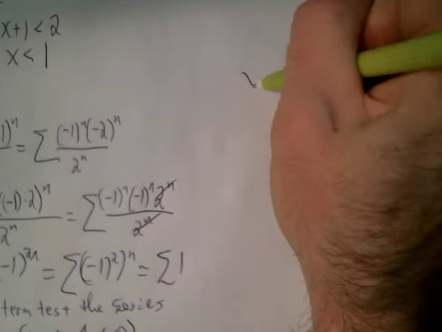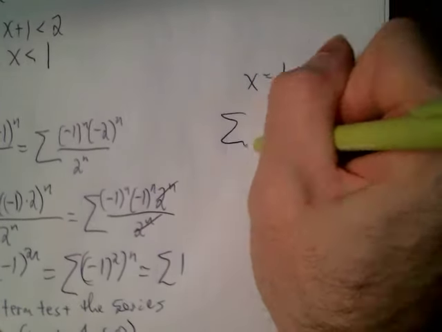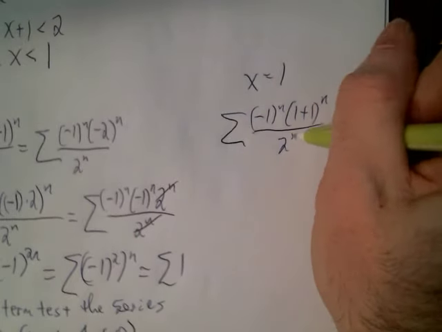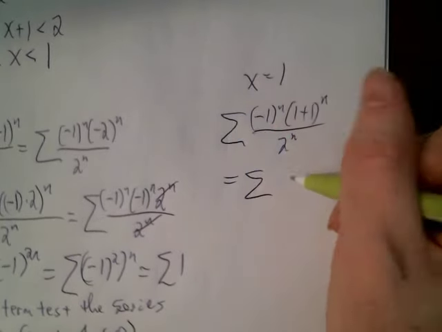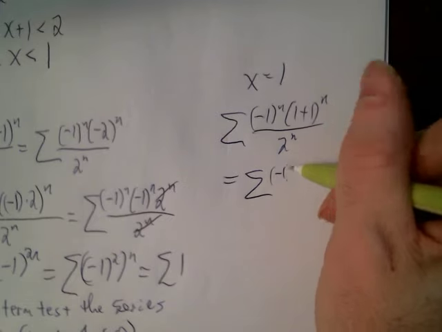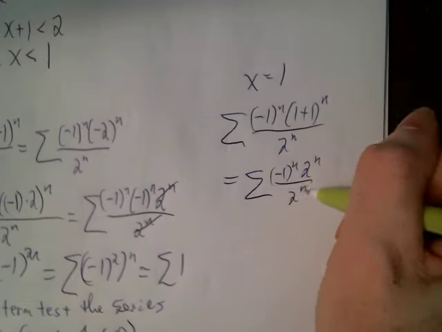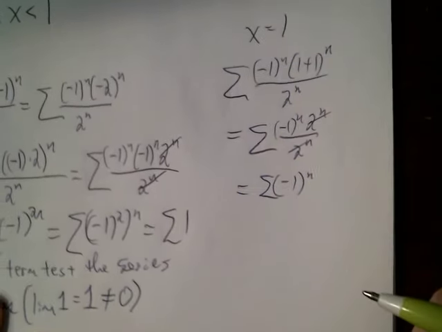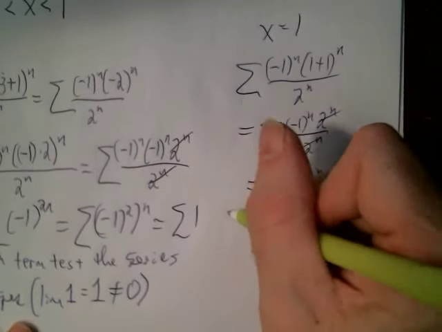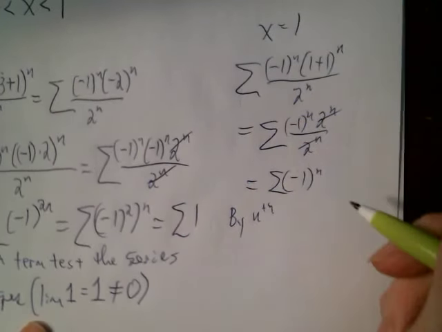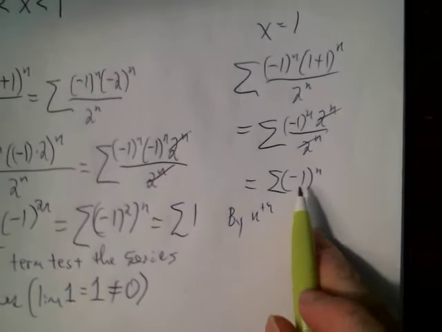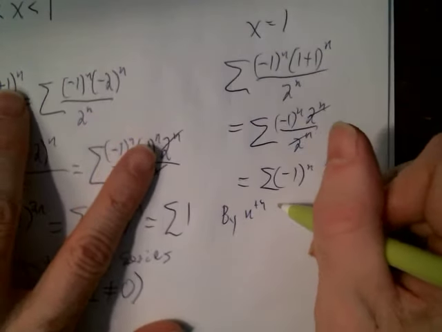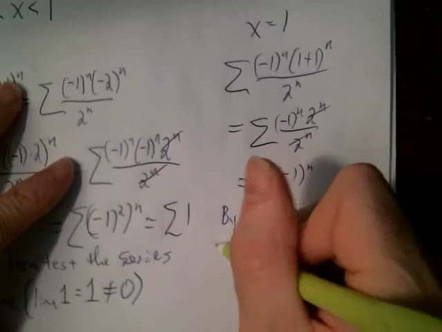Let's look at the other endpoint at x equals 1. This time a little less work. (-1)^n times (1 + 1)^n all over 2^n. That's equal to the series (-1)^n times 2^n all over 2^n. The 2^n's cancel out, and you're just left with a series of (-1)^n. Again, by the nth term test, this thing is going to be divergent. If you'd rather, you can consider it a geometric series with absolute value of r equal to 1, so it's divergent that way as well. But I like the nth term test. So by the nth term test, the series diverges.